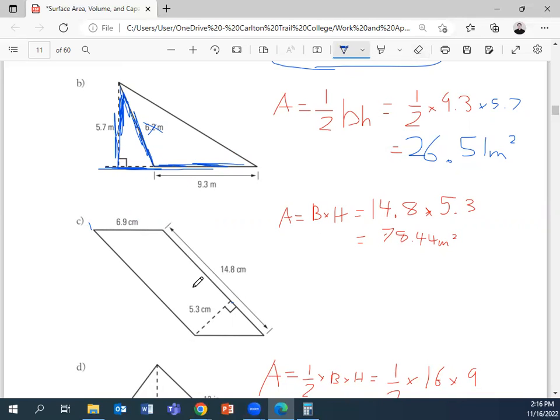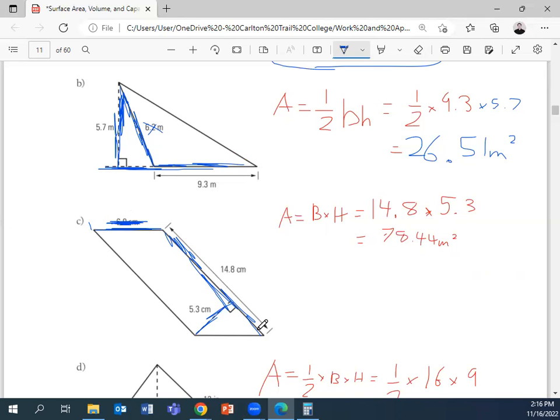So same thing with this 14.81 here. This is one of the bases. It's one of the lengths of the side. This is also a length of a side, but the reason I'm not using the 6.8 centimeters is because I also need a height, right? So I'm looking for a base that has a height that goes straight up. If you were to literally turn your page, so rotate it on your desk so that this 14.8 is flat, you then see that the 5.3 is the height.